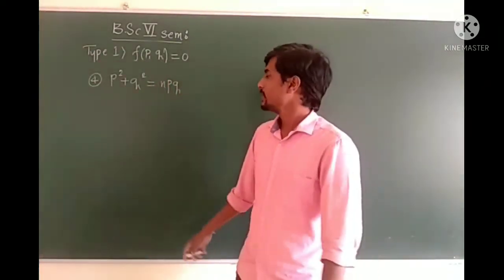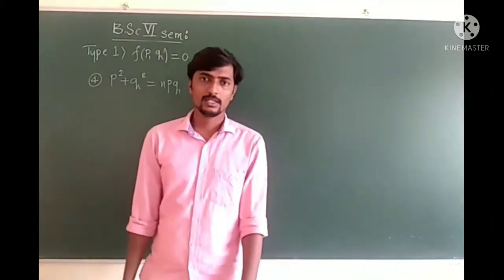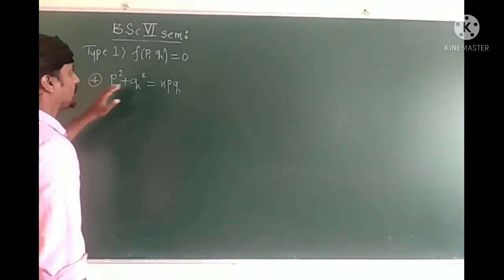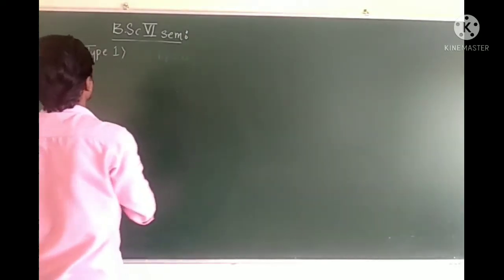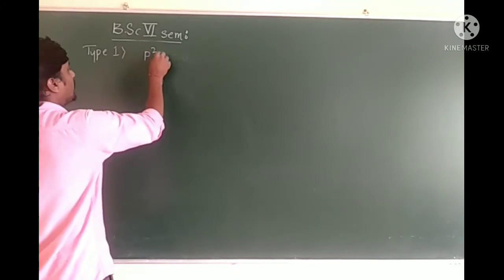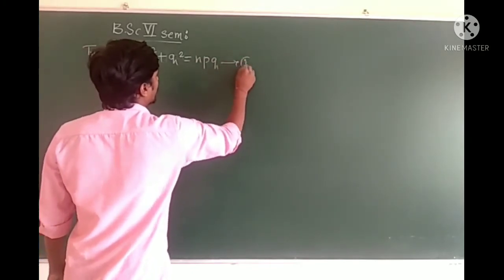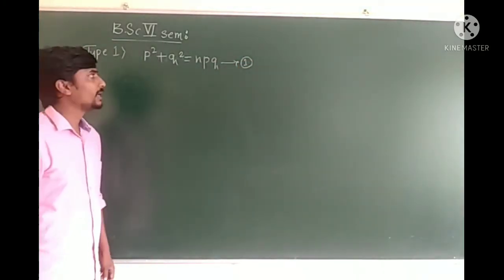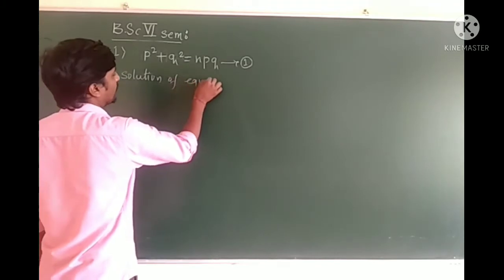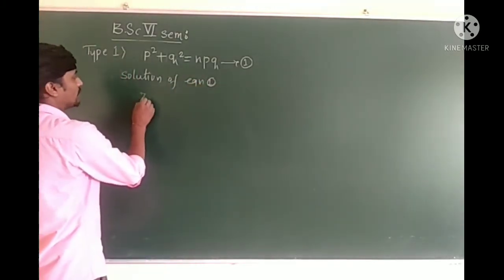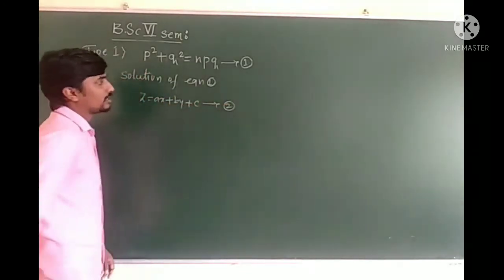Let's solve another example. Example number 4: p square plus q square equal to n into p into q. I will write this equation here and call it equation 1: p square plus q square equal to n into pq. Now, the solution of equation 1 is in the format of z equal to ax plus by plus c.